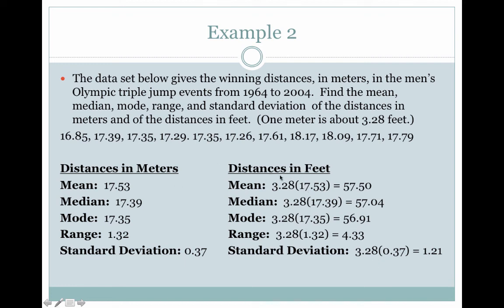So when we multiply, you just go down the list and multiply everything by whatever your constant is. So our new mean would be 3.28 times 17.53, so 57.5. Our median we multiply by 3.28. Same with our mode, and our range and our standard deviation we multiply by that constant. So when we're multiplying by a constant, everything gets multiplied by that constant. When we're adding a constant, only the measures of central tendency increase. The range and standard deviation would stay the same.